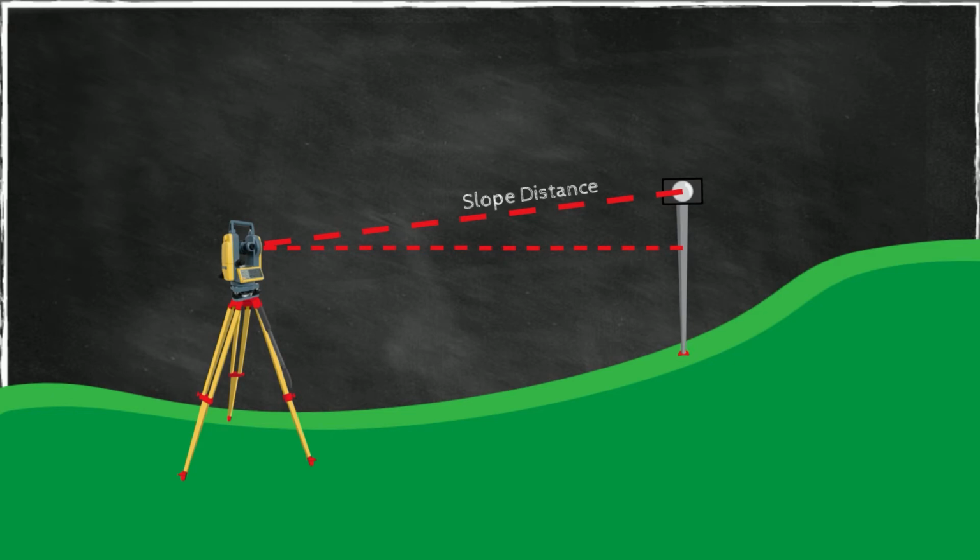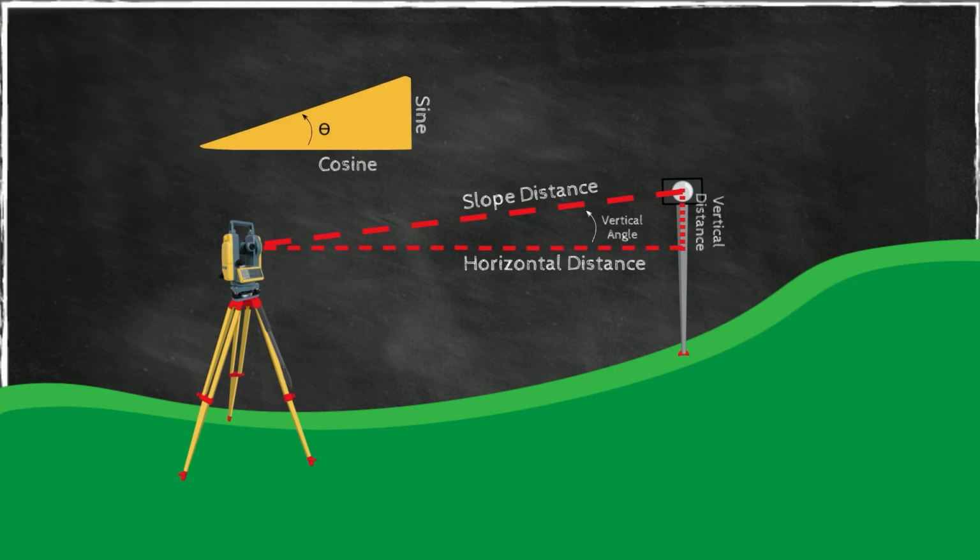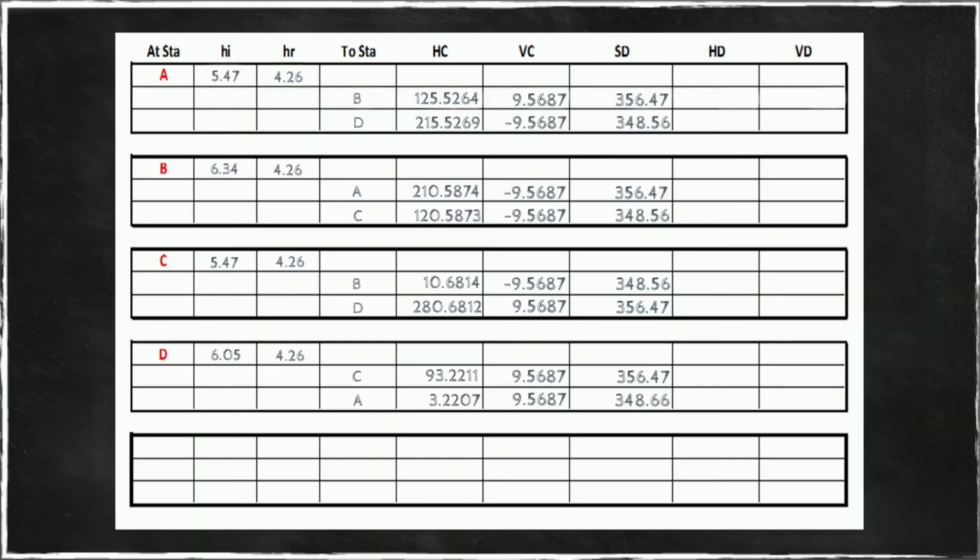If you set up the instrument at one point and you shoot towards the prism, you will have the slope distance and the vertical angle. On the basis of the vertical angle, you can calculate the horizontal distance and the vertical distance simply by applying the cosine and the sine of this vertical angle. This vertical angle can be positive or negative, and that is what you enter in your table. And you get the horizontal distance and a vertical distance for every distance measured.